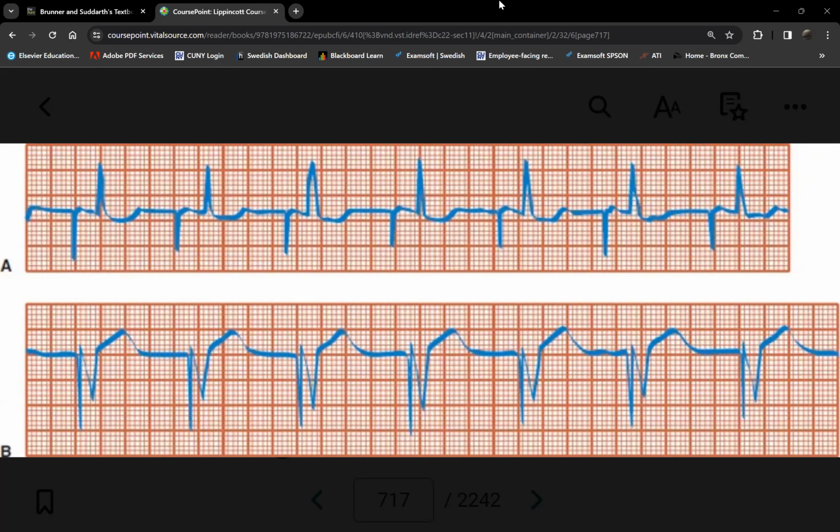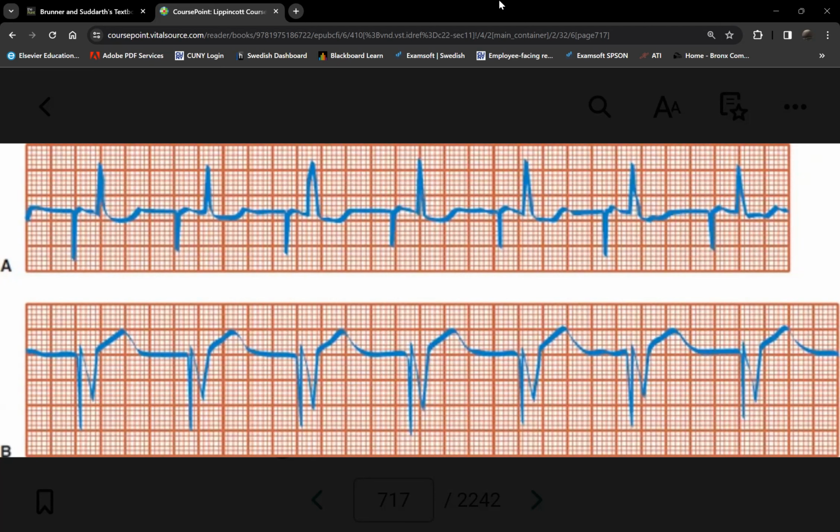These spikes here are what is supposed to be the P wave, and these are now the pacemaker firing. So the first one is atrial pacing. Instead of seeing the P wave, you'll see a pacemaker spike. We call this rhythm atrial pace. The second one, B, is ventricular pace. Instead of seeing QRSs, you see pacemaker spikes.